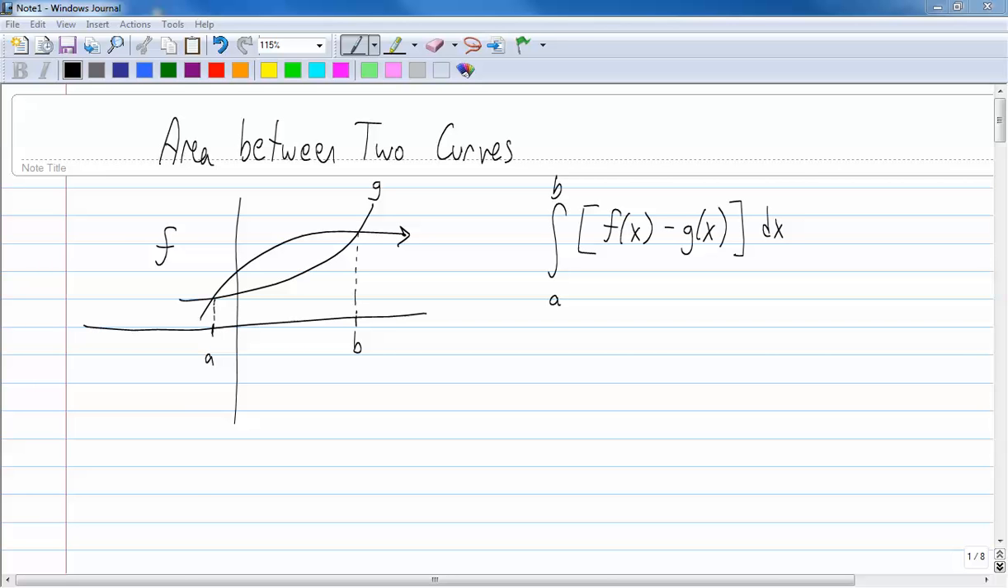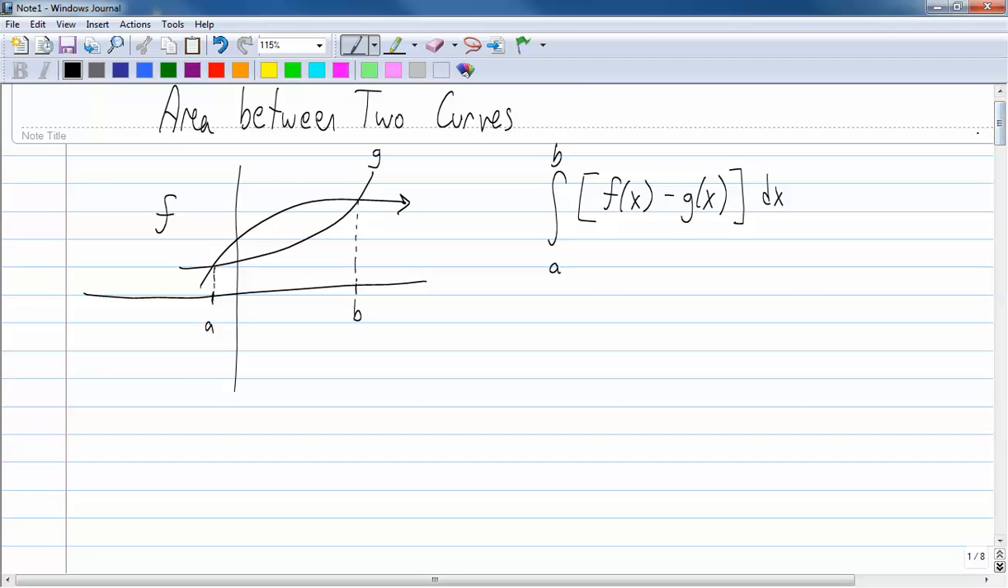Alright, so you would need both points, because you have to know where to integrate from and to. If you just have one point, you're not going to have the other boundary.